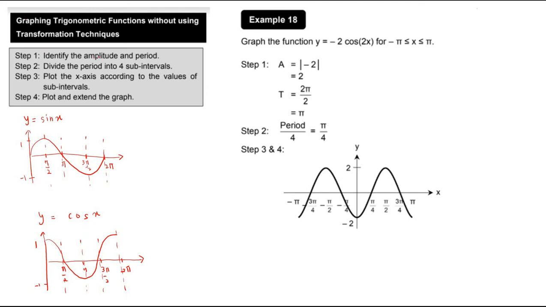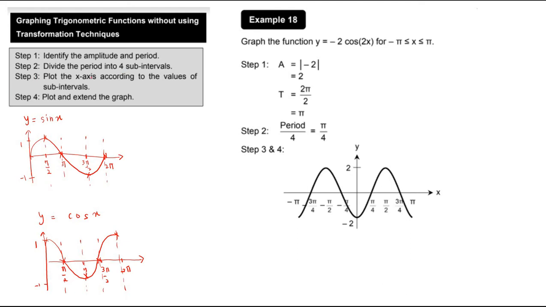So, that is step 1. Identify amplitude and period. Step 2. Divide the period into 4 sub-intervals. Because, untuk mudahkan kita plot. Like this one, the period is 2 pi. When we divide into 4 sub-intervals, so pi over 2, pi, 3 pi over 2. Jadi mudah kita nak plot. Kita boleh plot sini, sini, sini, sini, sini. Then kita cuma sambung. Okay, untuk cos pun sama, plot 1, 2, 3, 4, 5. And then kita sambung. 4 sub-intervals.